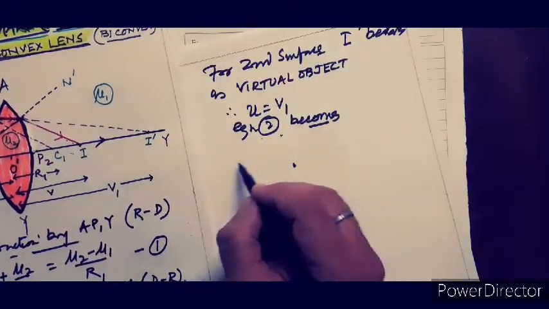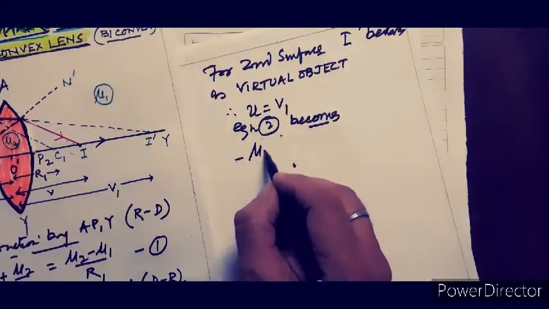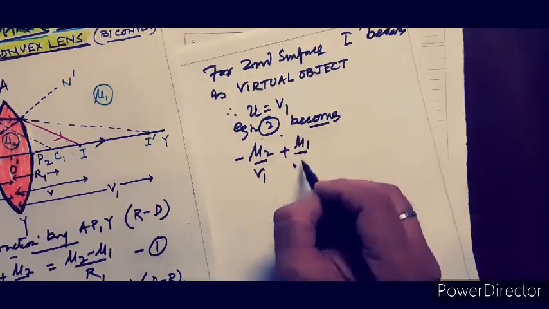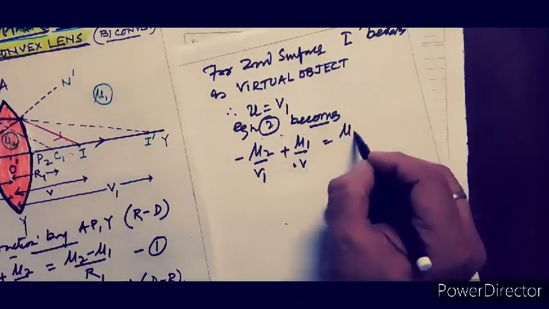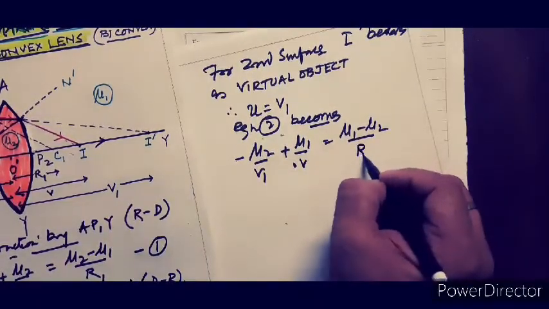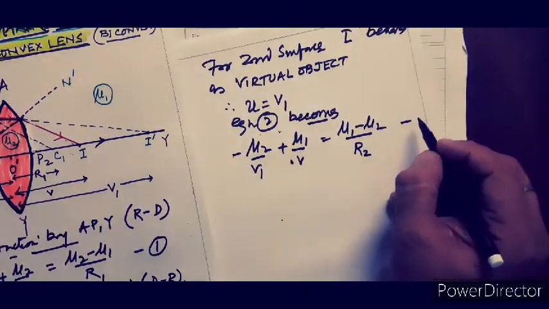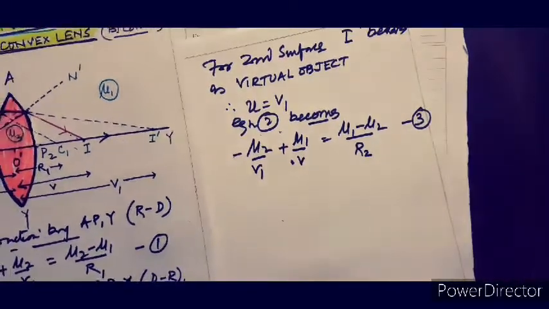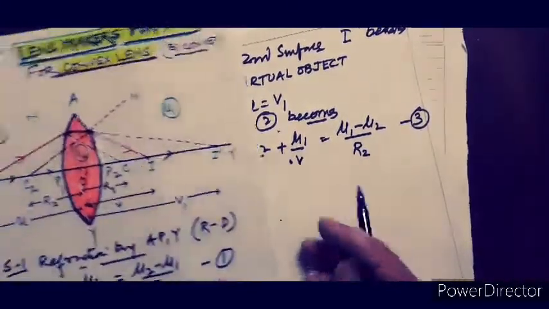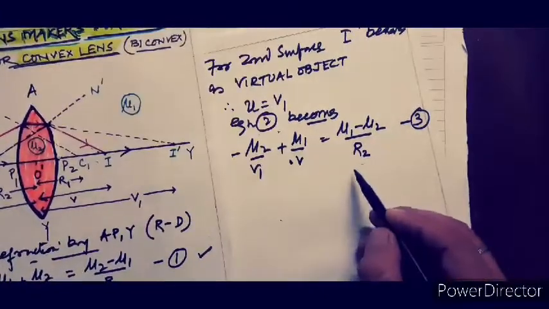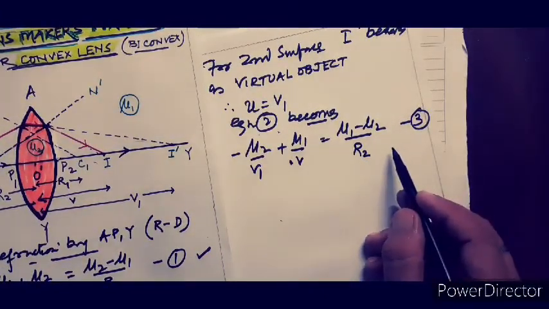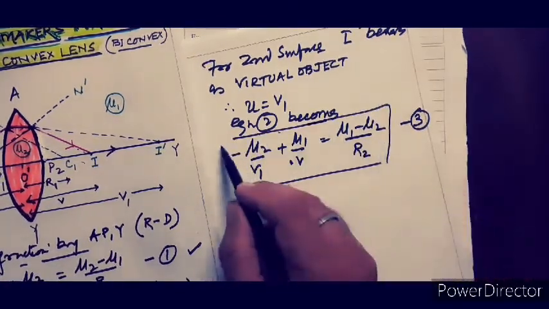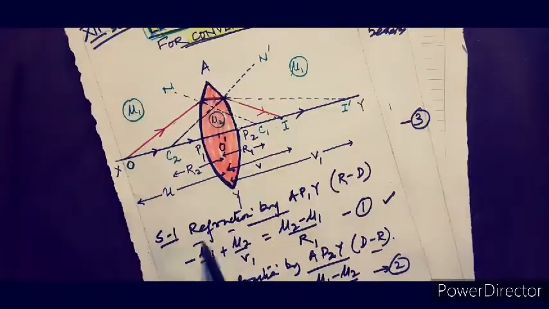So I am replacing that: minus mu2 by v1 plus mu1 by v is equal to mu1 minus mu2 by r2. That is your equation number 3. So just to see equation number 1 and equation number 3, in this equation, just you add it, equation 1 and equation 3.